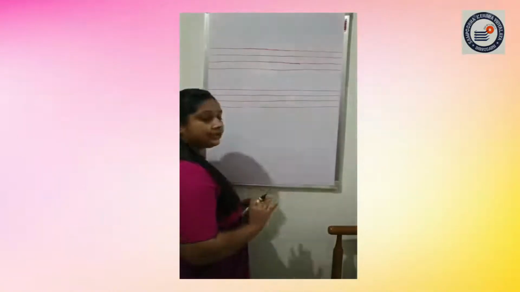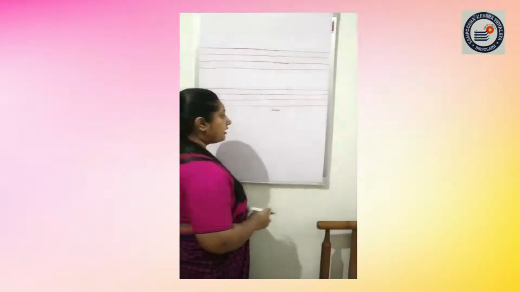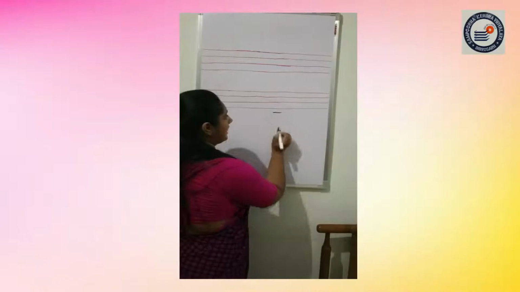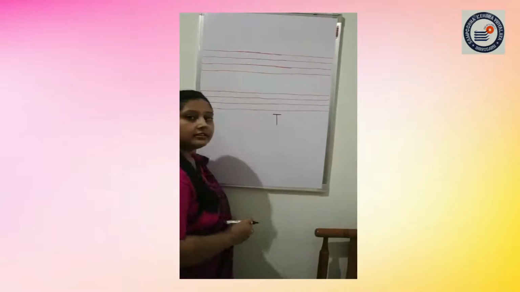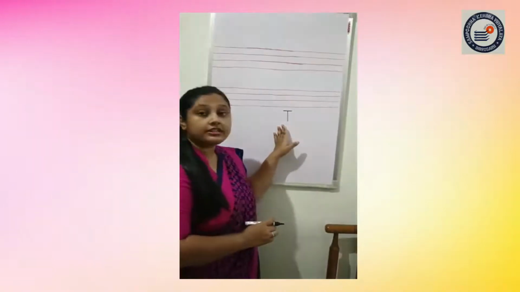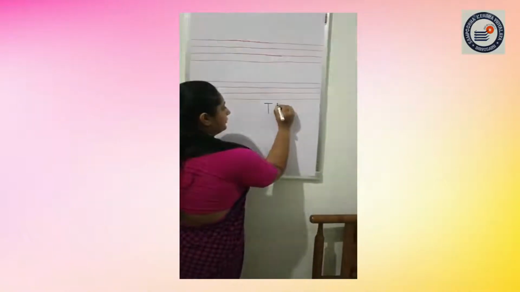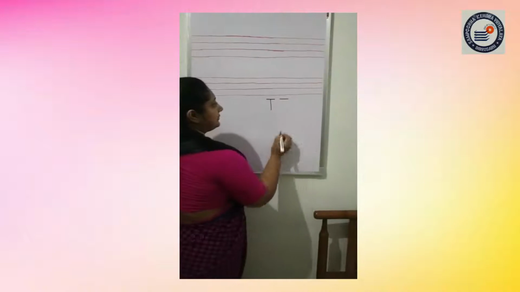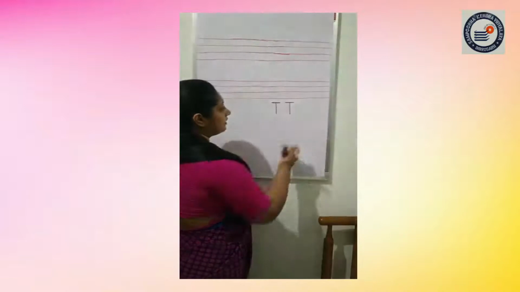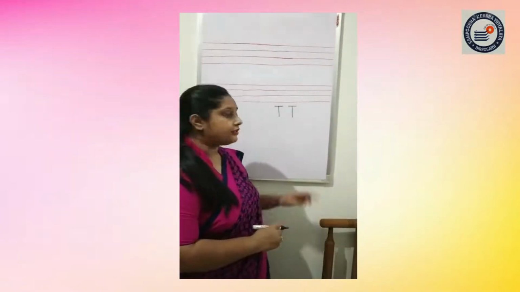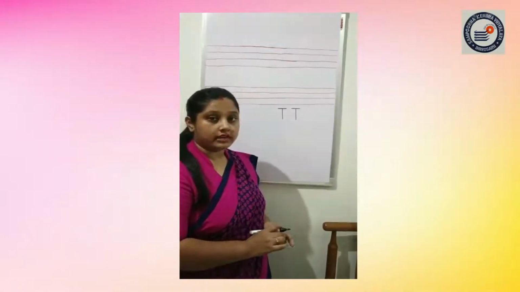First, to write the big letter T, you have to make a slipping line. From the middle of the slipping line, we will draw a standing line. This way we will get our T. Again, I will show you. One slipping line, then from the middle of the slipping line we will draw the standing line and we got our T.